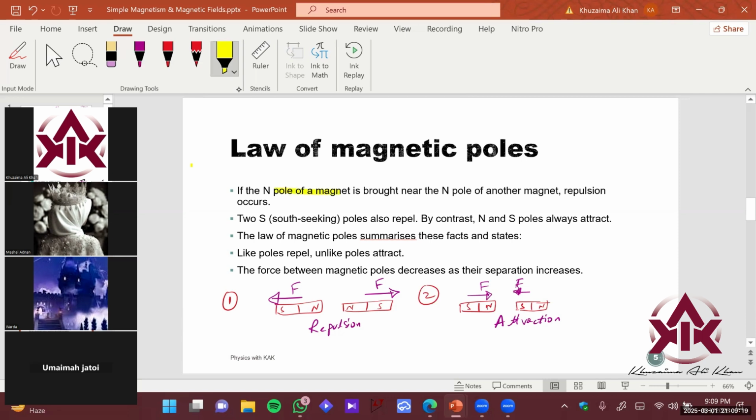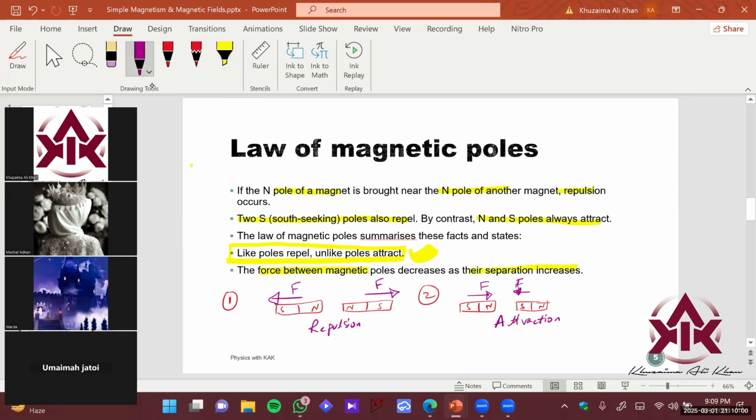If you bring a north pole towards the north pole of another magnet, they repel. If you have two south poles towards each other, again they repel. By contrast, if you have alternate poles, north-south facing each other, south-north facing each other, they lead to attraction. So what is the summary of the working principle of a magnet? Like poles repel and unlike poles attract. This is a very important summary, which is asked in your MCQs and your theory. Again, the force of repulsion or attraction decreases as you separate them apart.